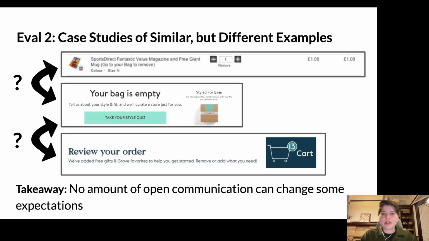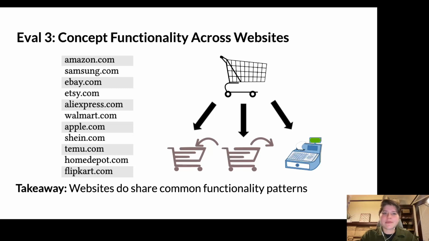Next, through applying our framework in a case study of 3 similar but different e-commerce websites, we evaluated whether we can capture nuances not captured by existing frameworks. One example is that since our framework doesn't rely on designs being manipulative or deceptive, we found that there are some expectations so strong that no amount of open communication and positive intent can change what functionality users expect, and therefore avoid feeling dark.